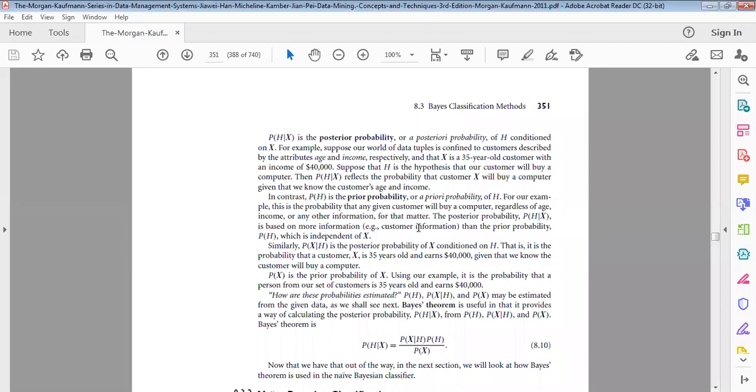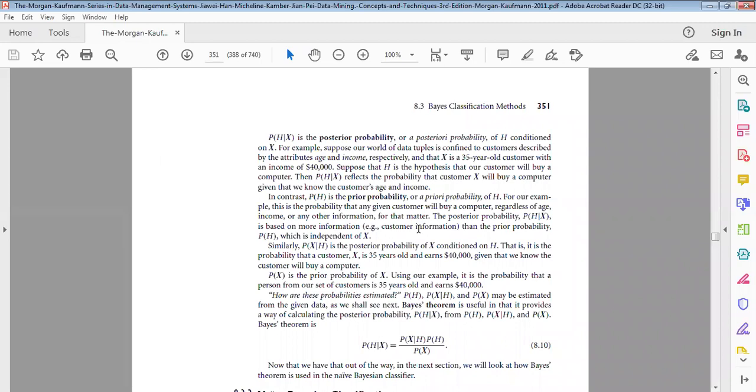See here, the posterior probability of H conditional on X. Simply, posterior probability and prior probability. In contrast, the probability of H is the prior probability. The prior probability of H, for example, is that any customer will buy the computer regardless of age and income, or any other information for that matter. That is the prior probability. The posterior probability, the probability of H conditional on X, is based on more information, that is the customer information. The prior probability is the probability of H that is independent of X.